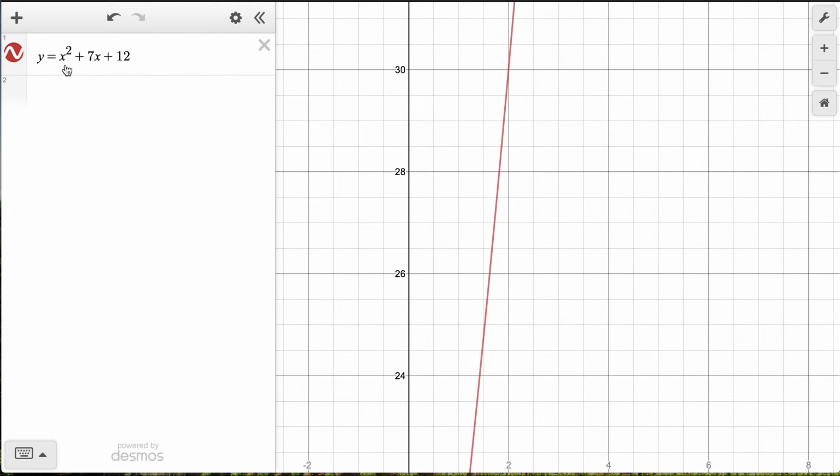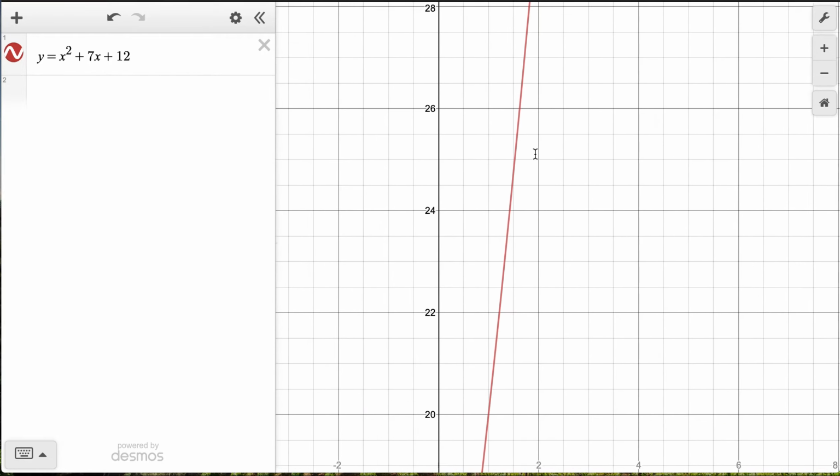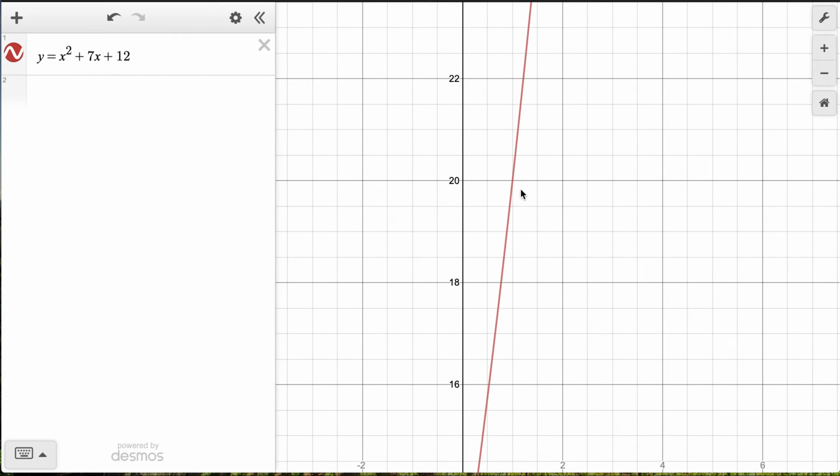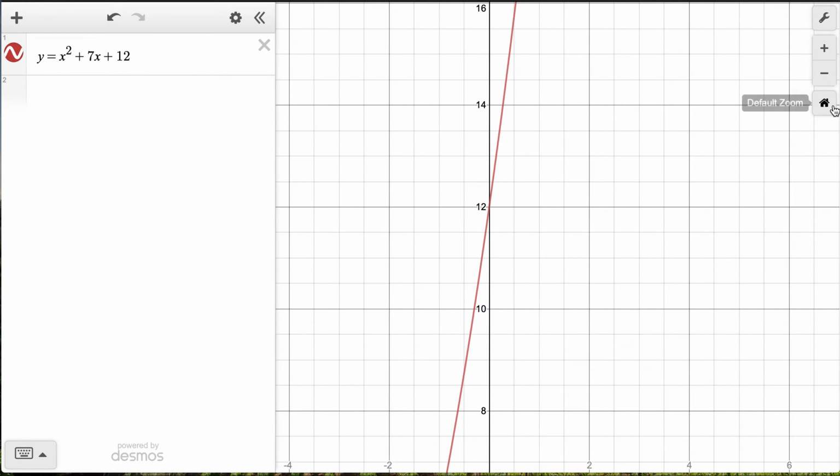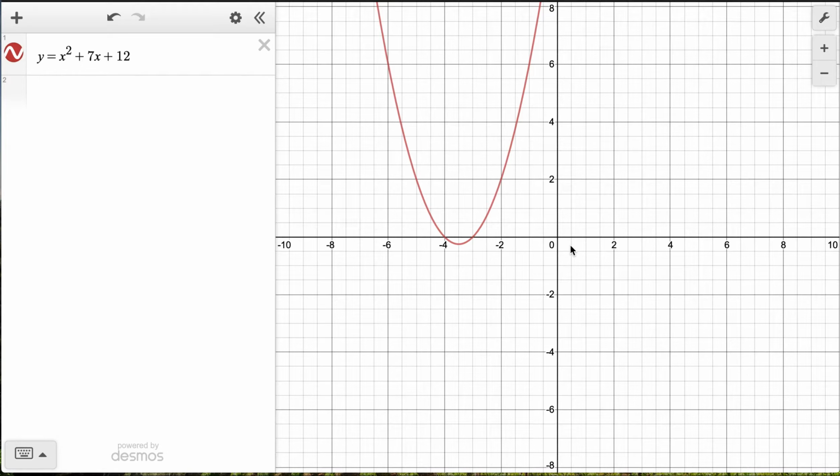So let's try a smaller one. What about 1? 1 would give you 1 plus 7 plus 12, which is 8, 12, that would give you 20. And there it is. 1, 20. This is the line for 1. Let me go back to the home so you can see the start of the curve. Put 0 in there, you should get 12.